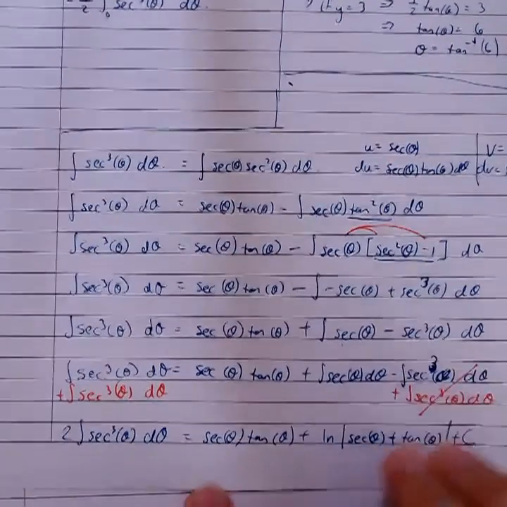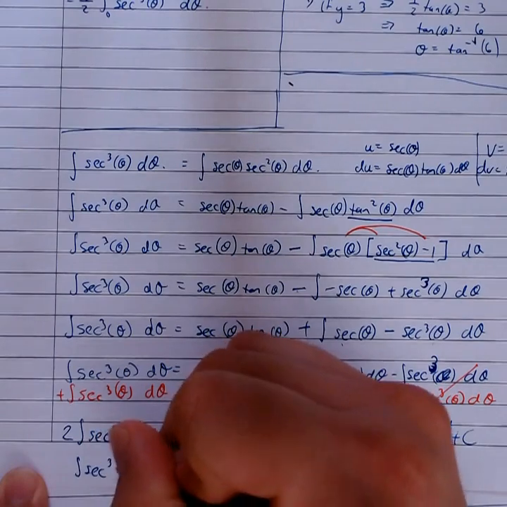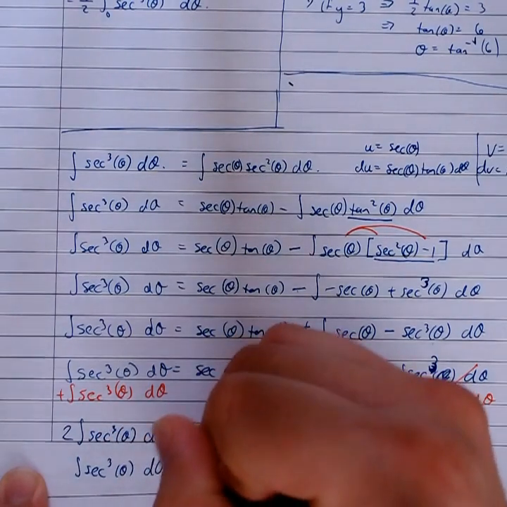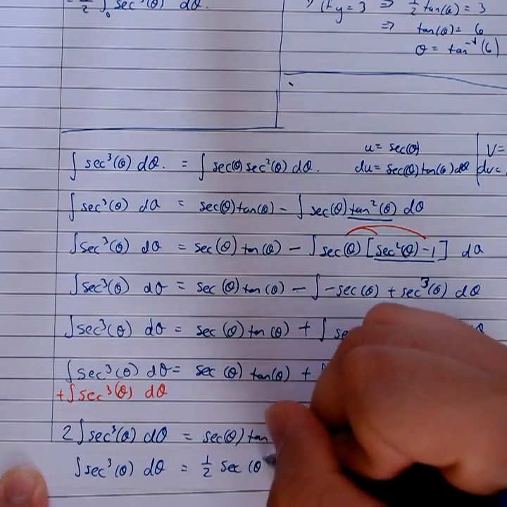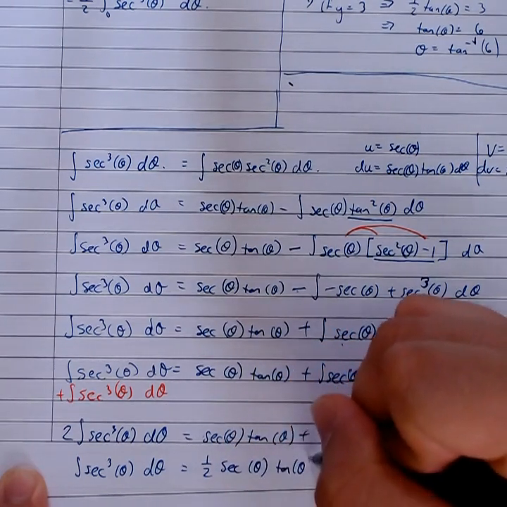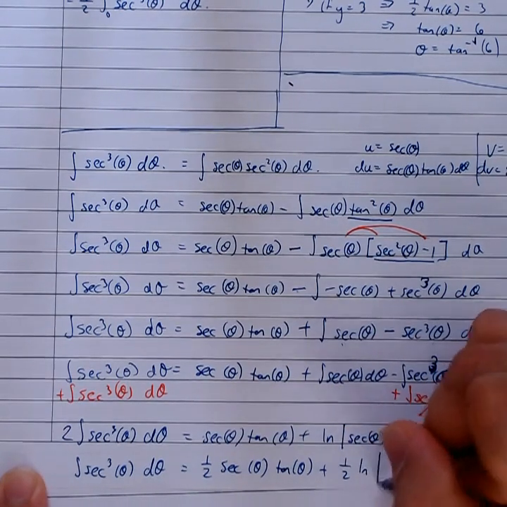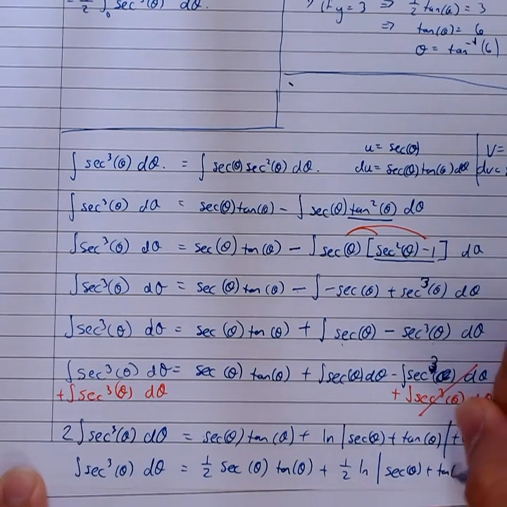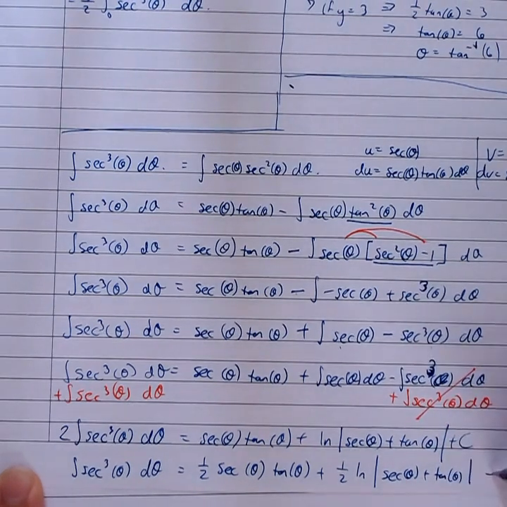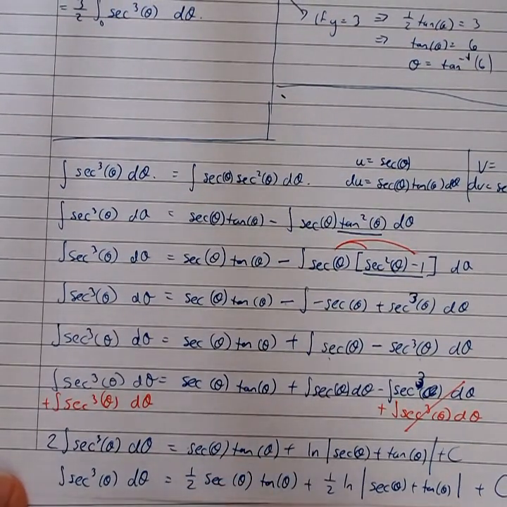And finally, if I divide both sides by 2, I get that the integral of secant cubed of theta d theta is equal to 1/2 secant of theta times tangent of theta plus 1/2 the natural log of the absolute value of the secant of theta plus the tangent of theta plus a constant of integration. Right? So that's our antiderivative, which means up here, that's what we're going to pop in.